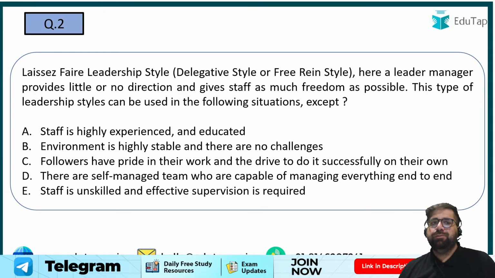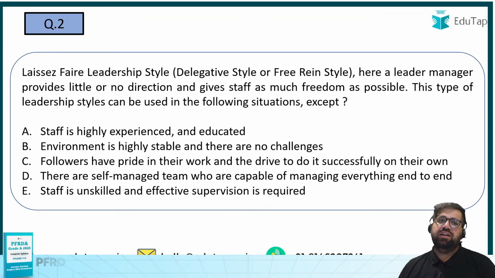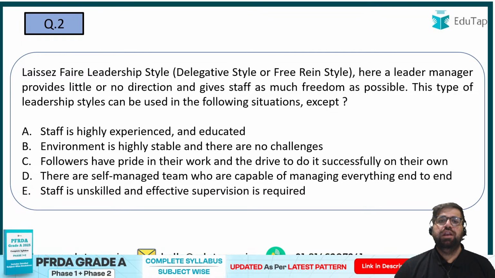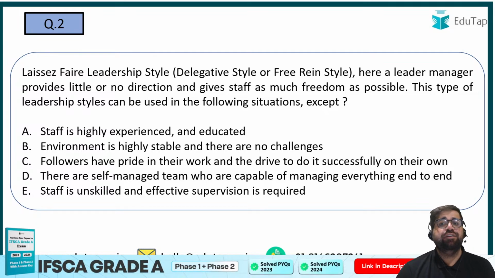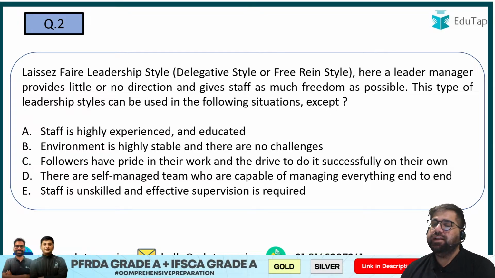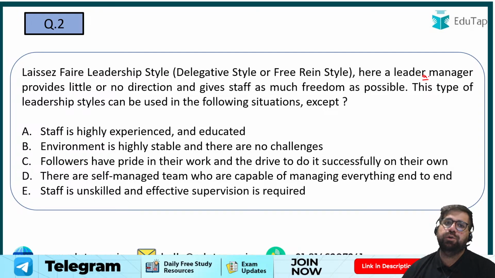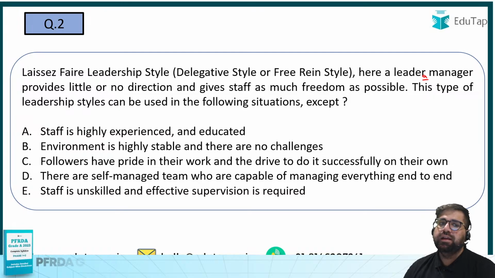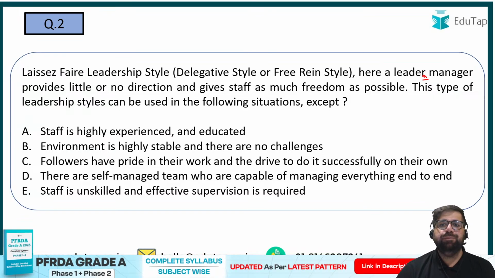Moving forward to question number 2. Now over here we are checking your concept related to laissez-faire leadership. Laissez-faire leadership, which is also known as delegative, not democratic, it is known as delegative, or free leadership. Here the leader or manager provides little or no direction and gives staff as much freedom as possible. This type of leadership style can be used in which of the following situations.